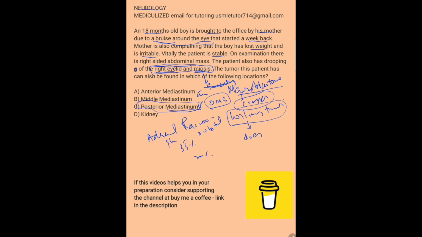So most people will be thinking about the kidneys, but the kidney is the wrong answer. That will be for Wilms tumor, and the Wilms tumor is the wrong answer here because there are Horner syndrome features, and there is also periorbital ecchymosis going on. So that is the neuroblastoma.